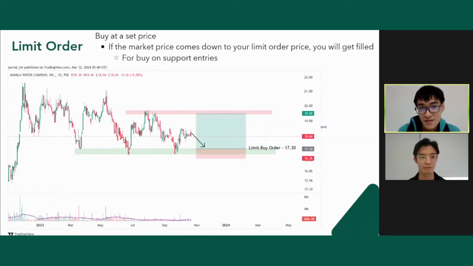So first, we need to explain muna ano ba yung mga order types. So first is the limit order. So how does a limit order work? So let's say, back to this trade plan, you want to buy at support.